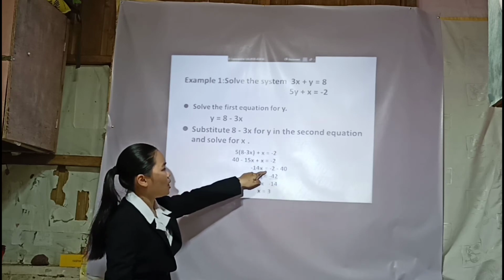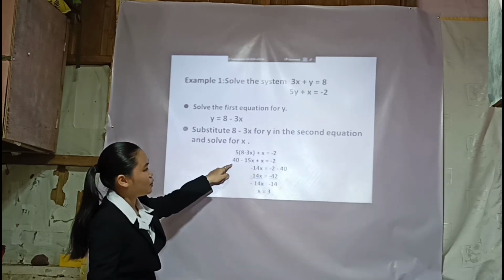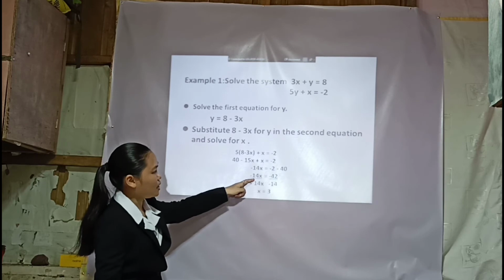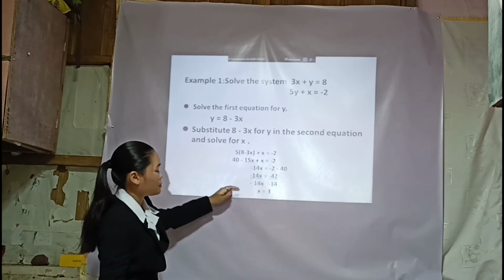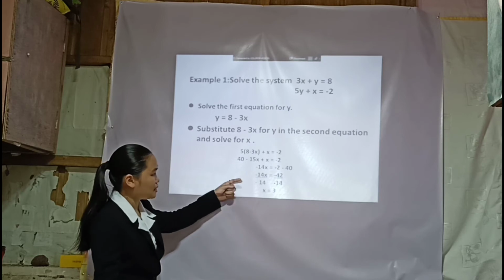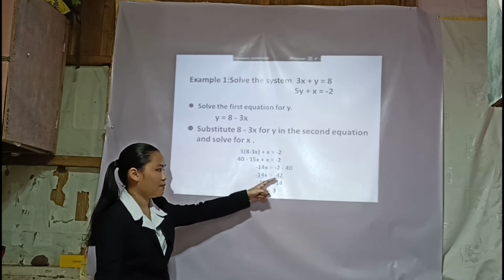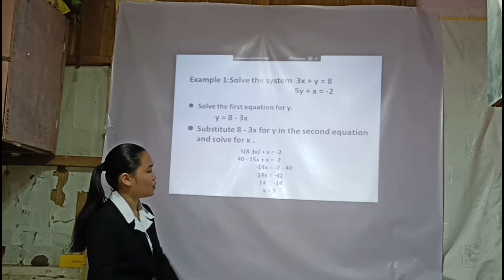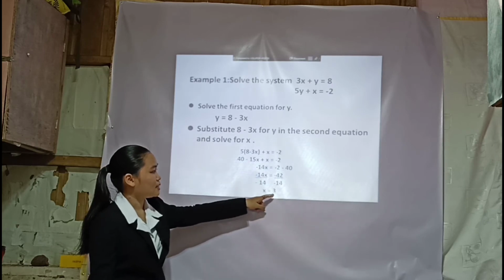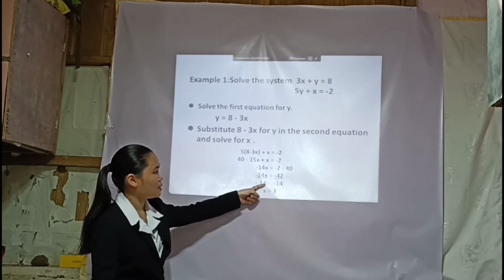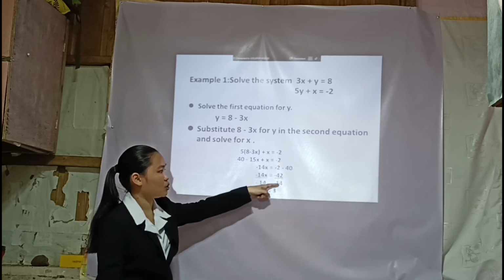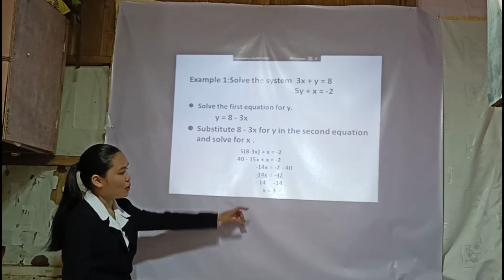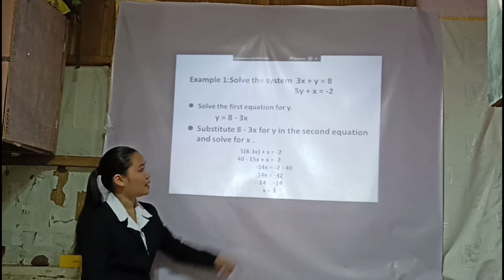Negative 14x equals negative 2. Transfer the positive 40 to the other side, so it becomes negative 40. So, negative 14x equals negative 42. Let's divide both sides by negative 14. So, x equals 3, because if we cancel this it becomes x, and negative 42 divided by negative 14 is 3. So, the value of our x is 3.